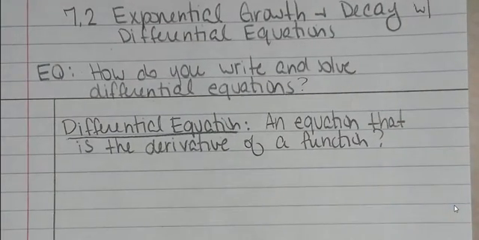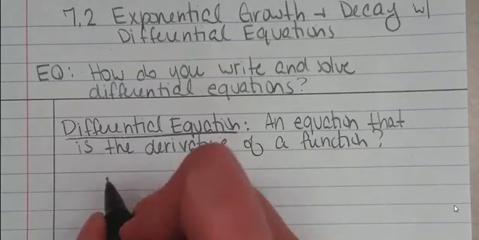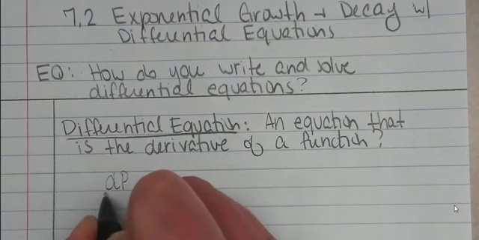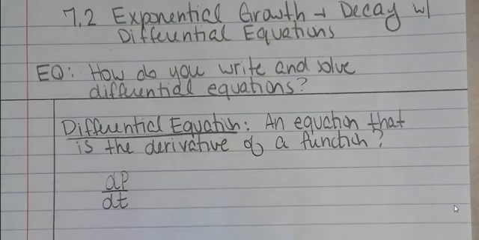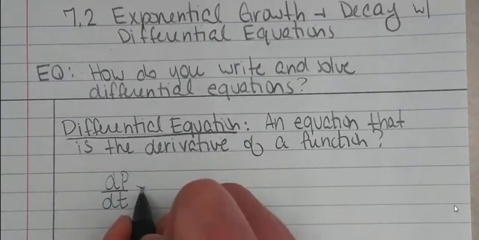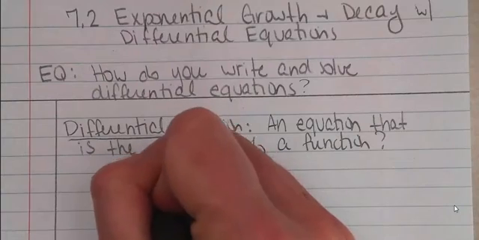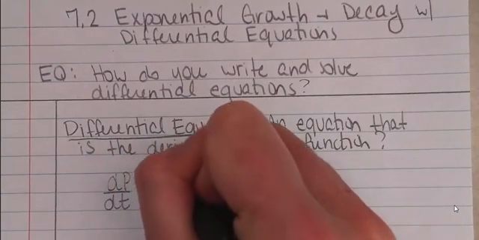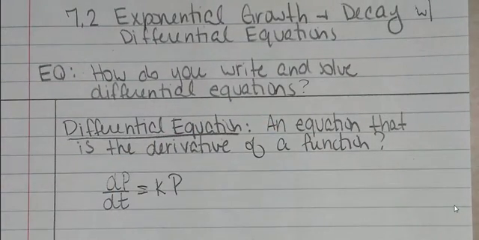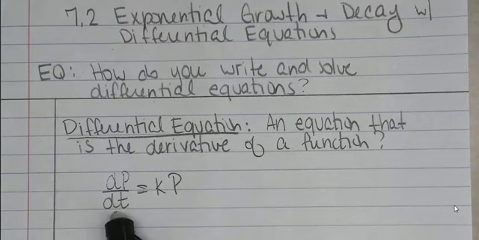So let's say, for example, the one that they give us in our book is they show the derivative of p with respect to t would be equal to some constant times the actual function p. Okay, and so to solve this, you're going to want to find an equation for p as a function of t.